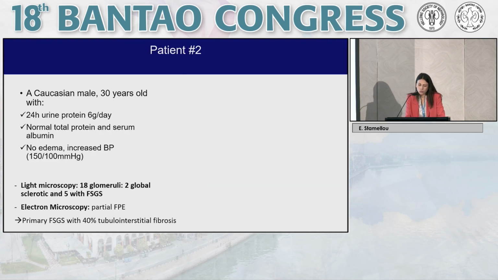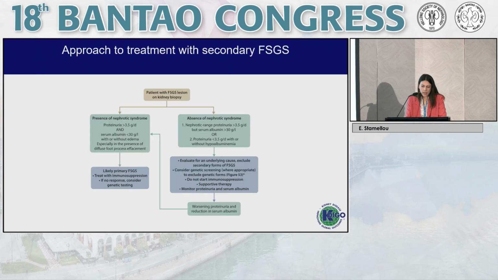So I'll go back now to the male patient with proteinuria but not nephrotic syndrome. According to the KDIGO, this falls in this category, so we have to evaluate for an underlying cause and exclude secondary forms of FSGS.